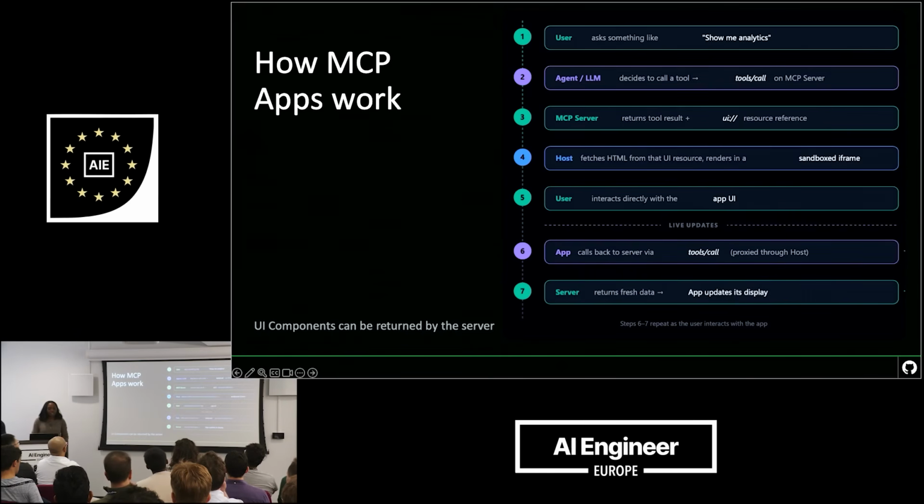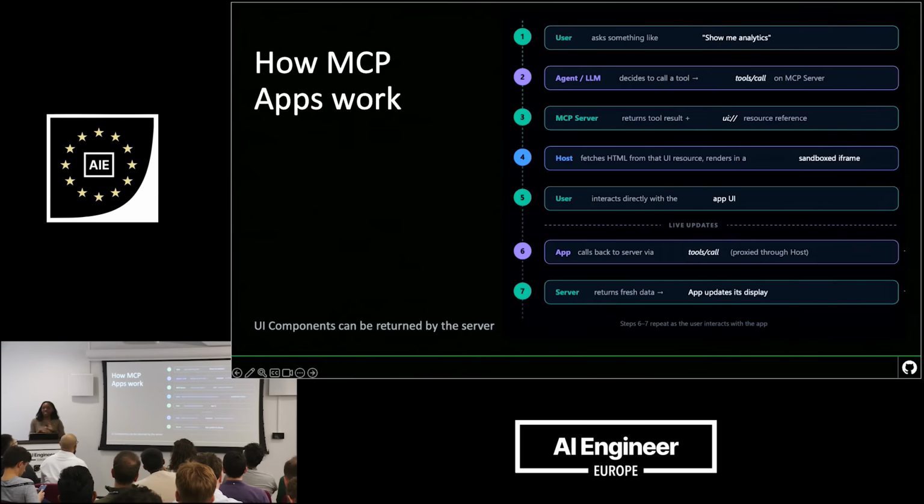So how do MCP apps actually work? A good example is that we start with the user asking a question. They'll send a prompt, maybe they'll say, show me analytics, and the agent or the LLM is going to decide which tools to call using the MCP server. It'll connect and then decide on a tool. And the server is going to return the tool results with a UI resource reference.